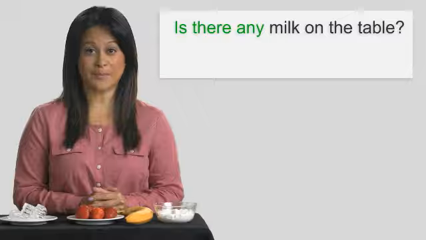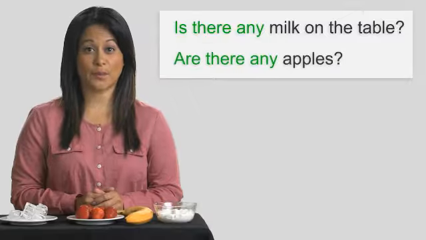Notice the order of the words in the questions. Is or are comes before the word there. Any comes after the word there. Is there any milk on the table? Are there any apples?